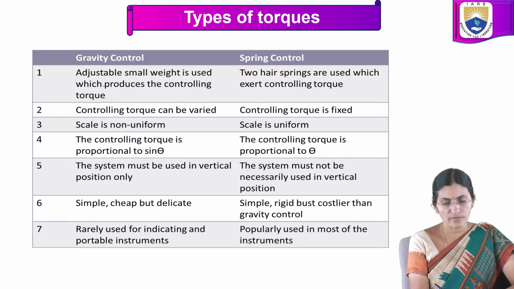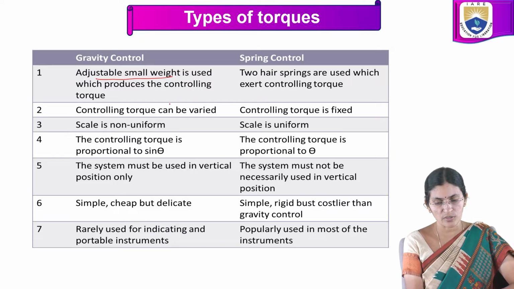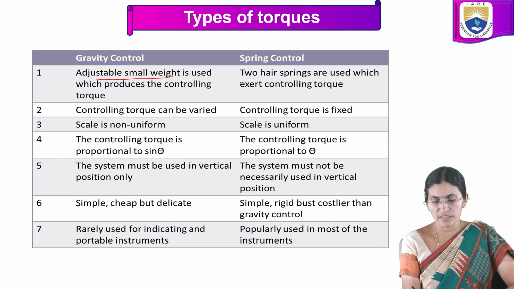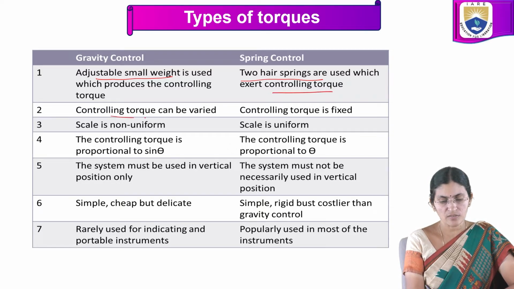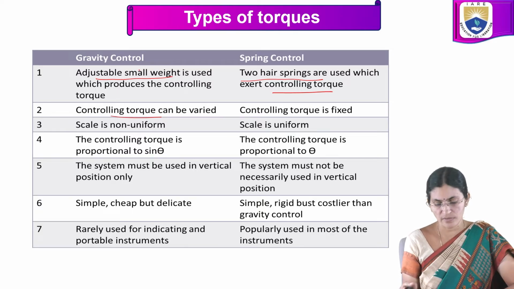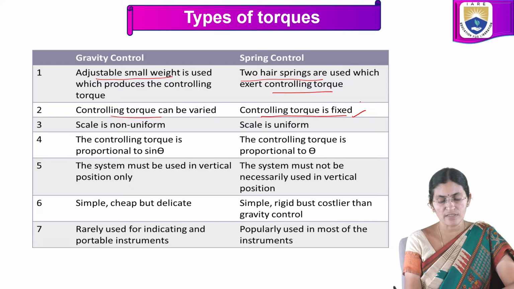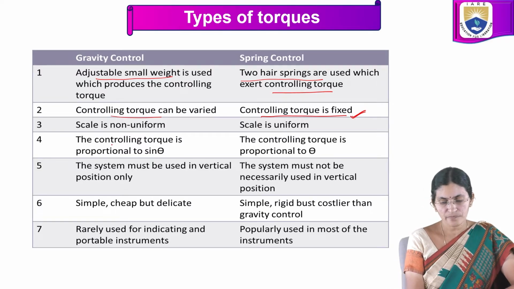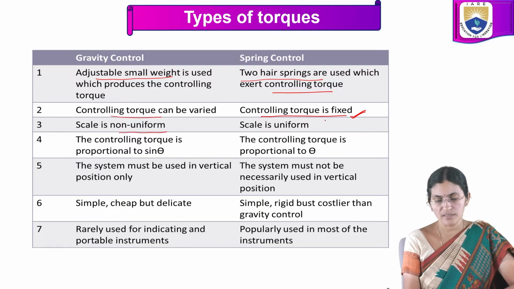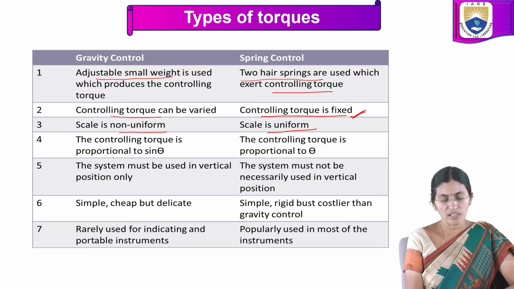In gravity control, an adjustable weight is used, which produces the controlling torque. In spring control, we have seen that there are two hair springs used, which exert controlling torque. Controlling torque can be varied here in gravity control system, whereas in spring control, control torque is fixed. It cannot be varied. Once the system has been designed, we cannot vary the controlling torque. In this case, the scale is non-uniform, but in spring control, the scale is uniform. The controlling torque here is proportional to sine theta, and in spring control the controlling torque is proportional to theta.